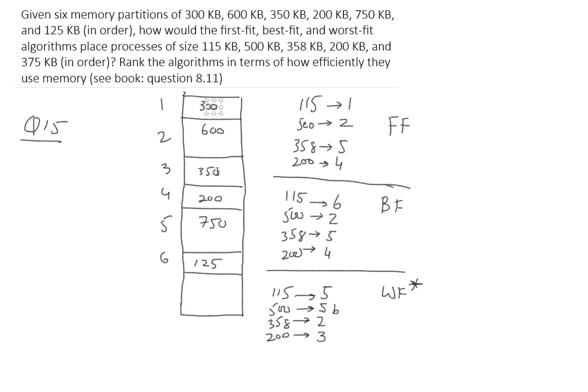I don't know why I chose 5. I think I made a mistake, so this should be going to partition number 3. Anyway, similarly you can do this for best fit and finally the worst fit strategy. Whenever you assign, you have to see the remaining location. Actually, I know why I wrote 4.